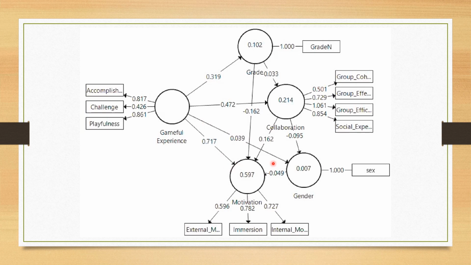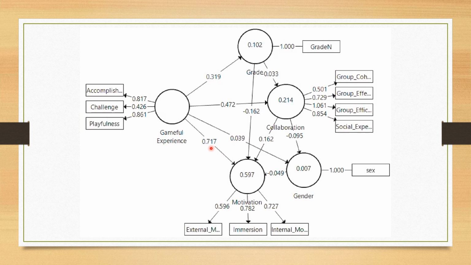So it connects to motivation, it connects to gender, collaboration, and grade. Now that we see what it's connecting to, which is everything in the model, we want to actually see what these numbers are on the lines, because the numbers tell us essentially how strong the effect of this connection is. So we have 0.319, we've got 0.47, 0.039, and 0.717. So we have a kind of range of numbers, where that's a fairly strong relationship right here.